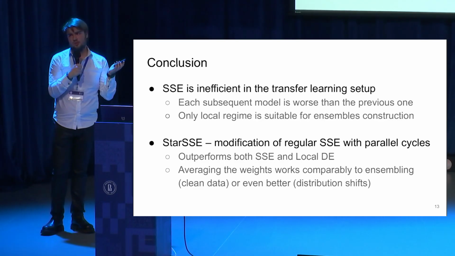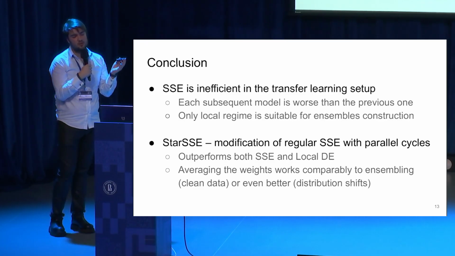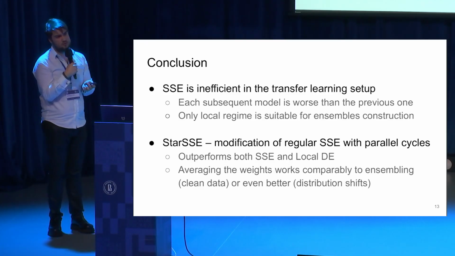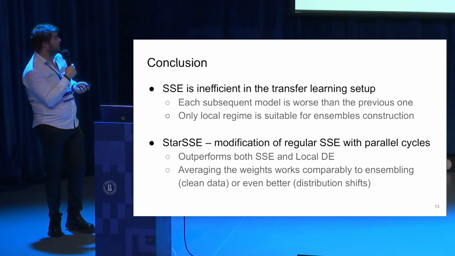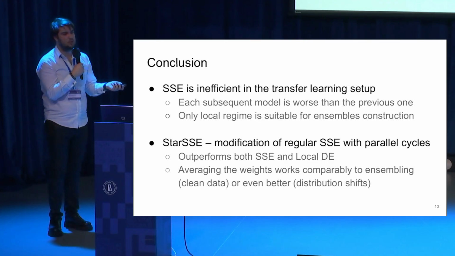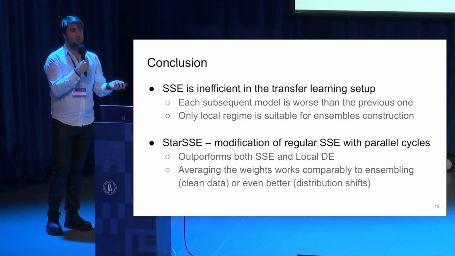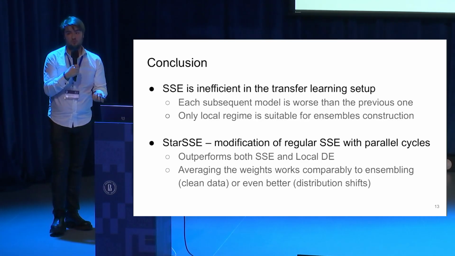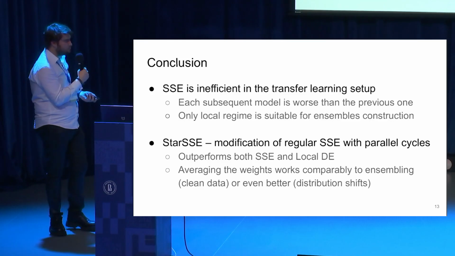Actually, here I showed the results only for the CIFAR-100 dataset, but the results for other datasets will be on the poster. And besides effective ensembles, we can also do effective weight averaging, which helps us to show strong performance on the out-of-distribution data. So I think that's it.